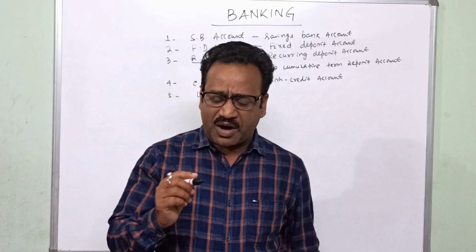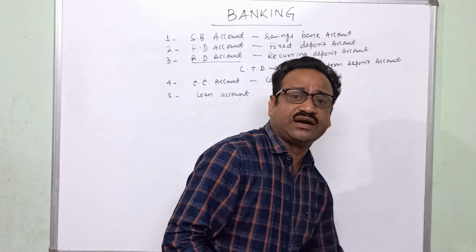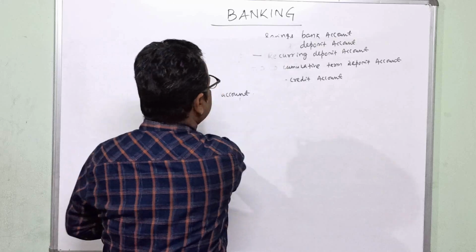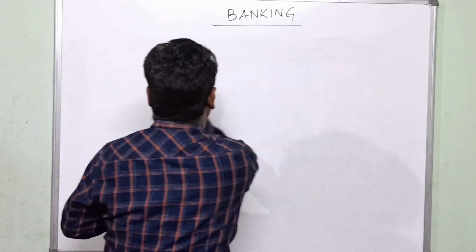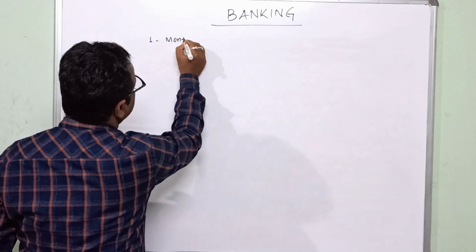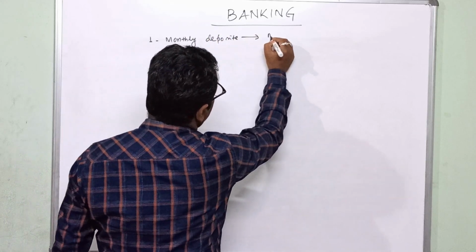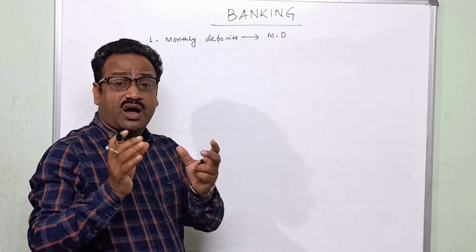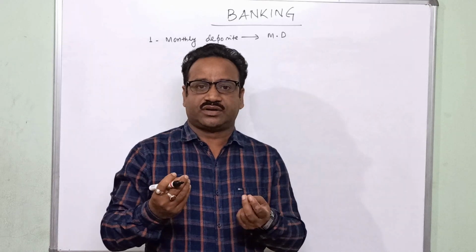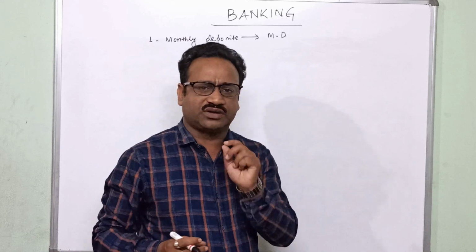Now let us discuss the different terms related to RD. Number one is your monthly deposit, in short form MD. That is the amount you are going to deposit, for example 200 rupees per month, or 500 rupees per month, or 1000 rupees per month. That is called your monthly deposit.